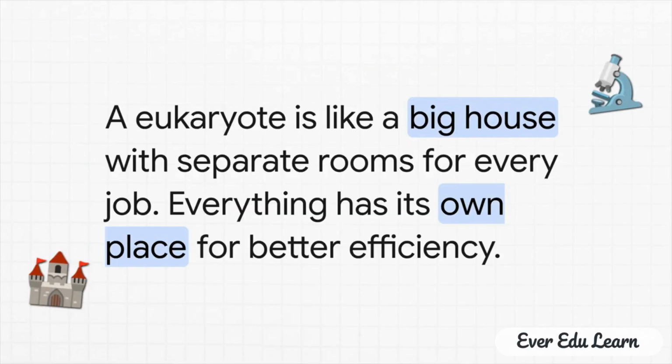So, if a prokaryote is our little studio apartment, a eukaryote is a sprawling mansion. I'm talking specialized rooms for every single job. You've got a command center, the nucleus. You've got power plants, the mitochondria. You've got packaging facilities, recycling centers. This specialization allows for an unbelievable level of complexity.